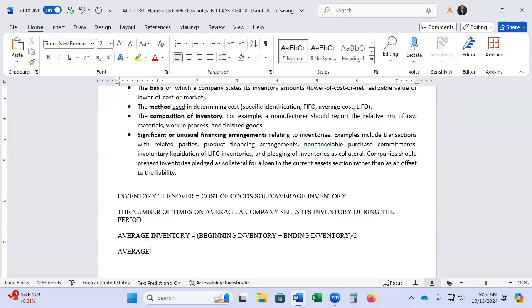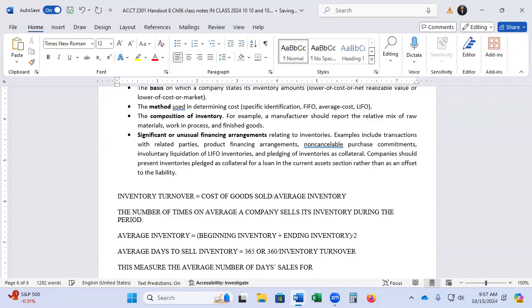And then you have average days to sell inventory. And that will equal 365 or 360 divided by your inventory turnover. This measures the average number of days sales for which a company has inventory on hand.